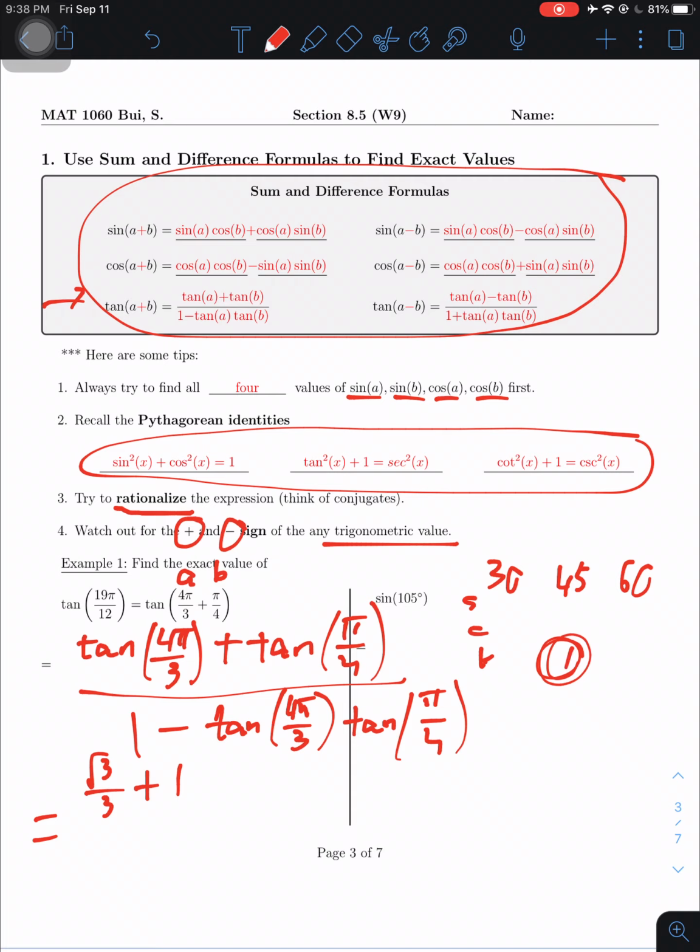And again, if it were in a person class, I'm not going to allow calculators for this one, because I purposely want you guys to know how to find the exact value of tangent of 4 pi over 3, right? We can do that by first drawing the angle of 4 pi over 3 out. Surely we know that 4 pi over 3 is 240, right? So 240 is right here-ish. Okay, so here, let me draw it out.